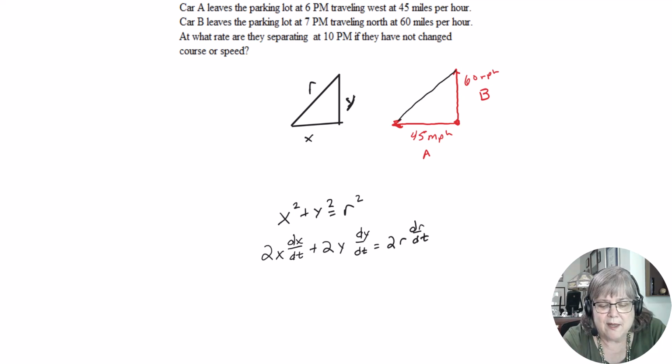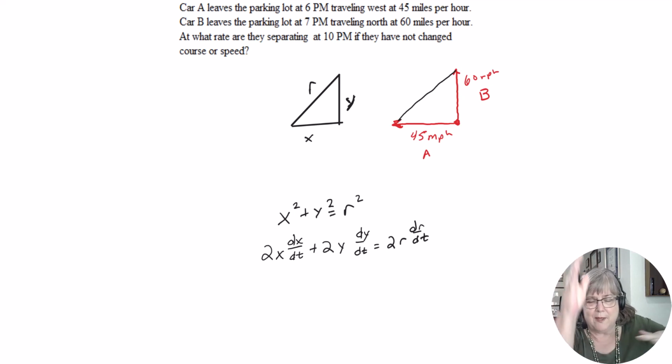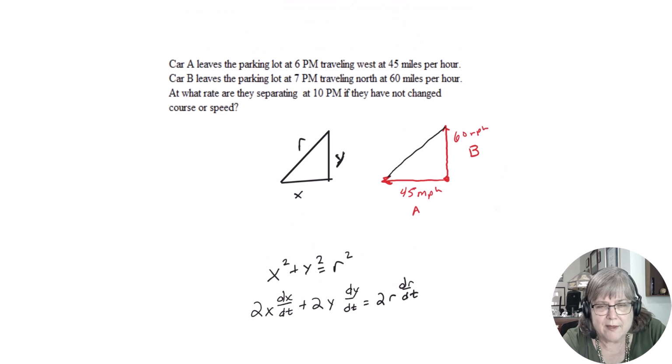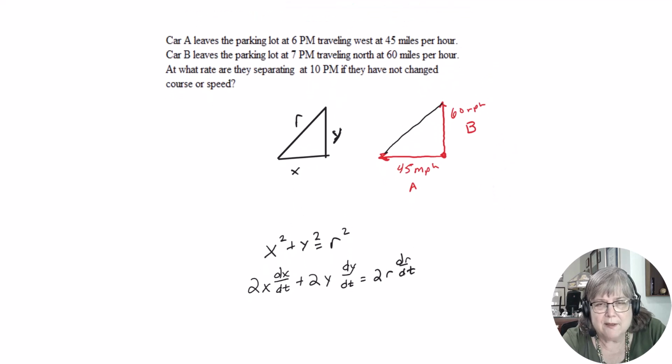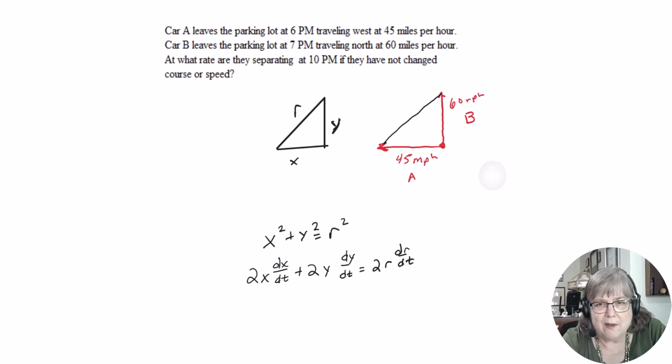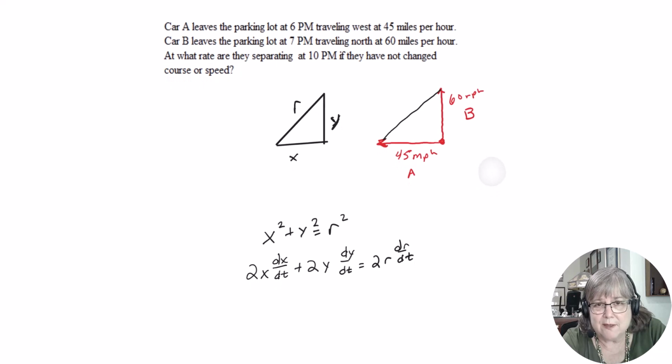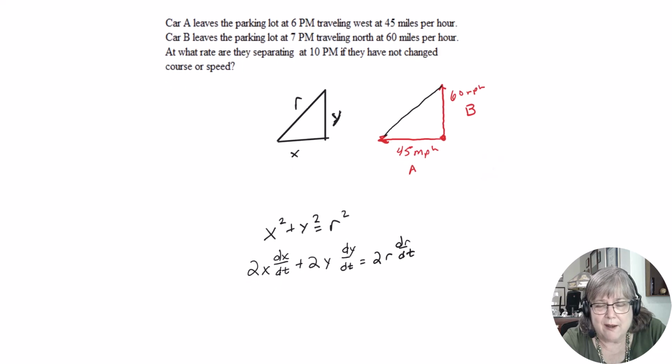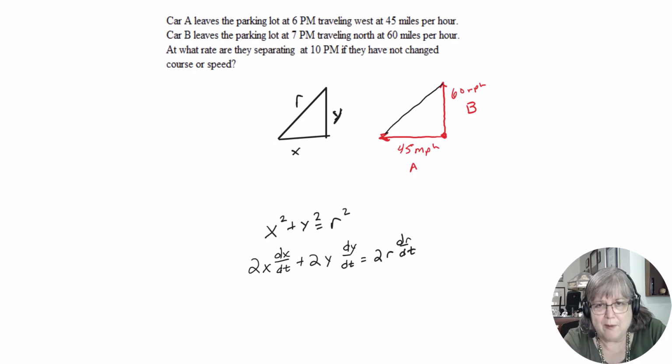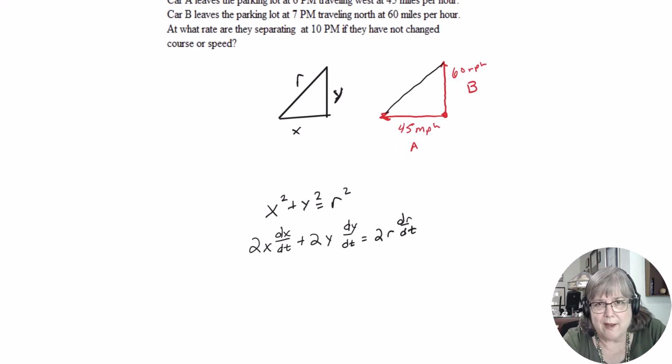So what this is saying is this image of the activity of the cars driving off and separating from each other. And then I'm going to take a snapshot at 10 p.m. All right. So they've been doing this activity for a while. They've traveled some distance away from each other. And I now freeze frame it, or take a snapshot, and I'm going to try to analyze it.